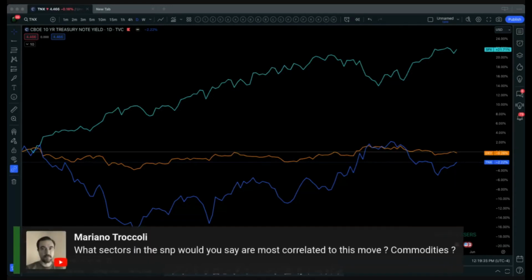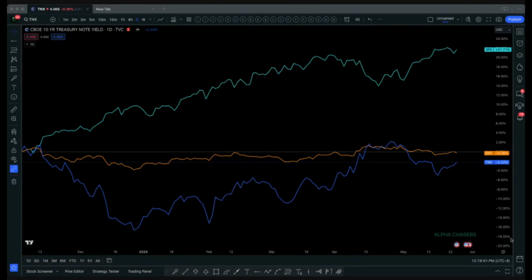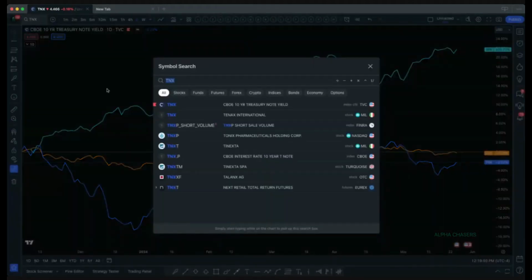The most correlated moves, point blank, are industrials. Nothing will move like industrials. And if it's a long-term structural change, it'll be high beta names that are tech. But nothing moves versus the dollar like industrials. I mean, you can literally set your watch to it.